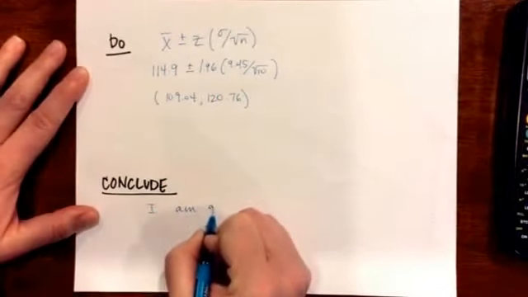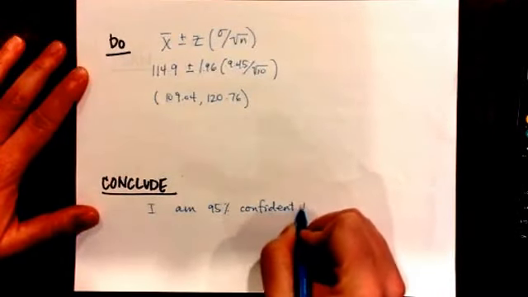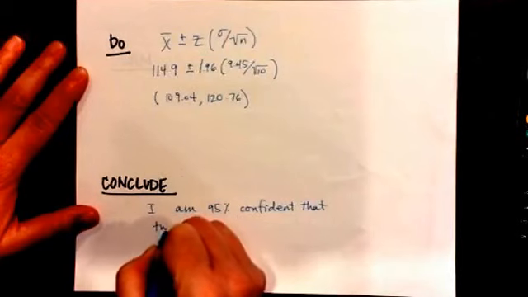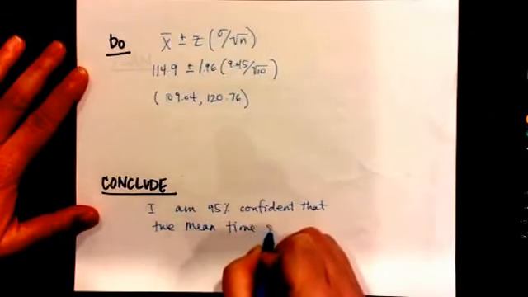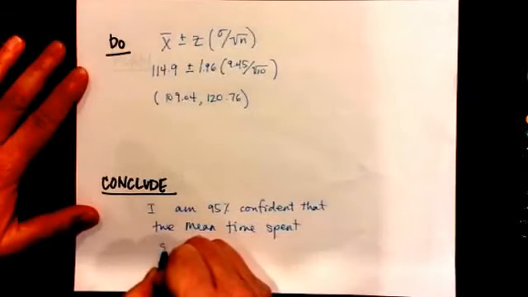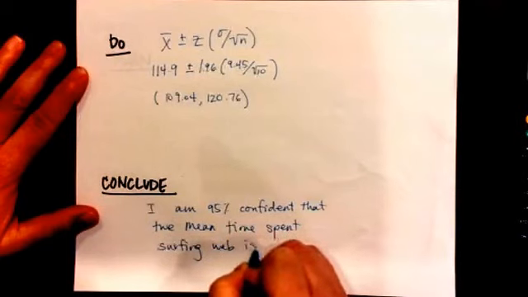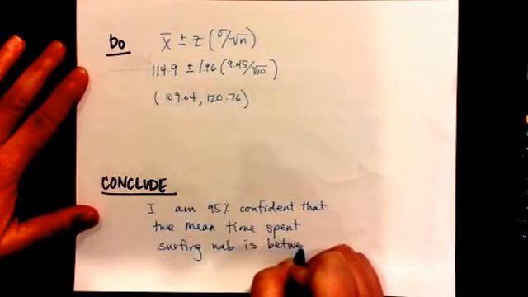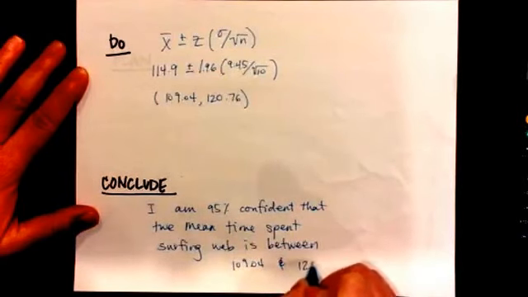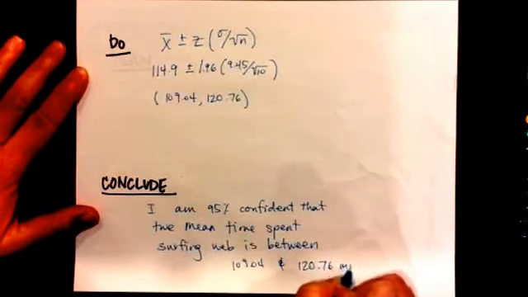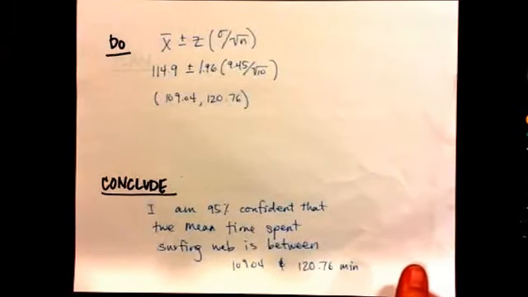I am 95% confident that the true mean time spent surfing the web is between 109.04 minutes and 120.76 minutes. Okay, so that's how you write a confidence interval using data.